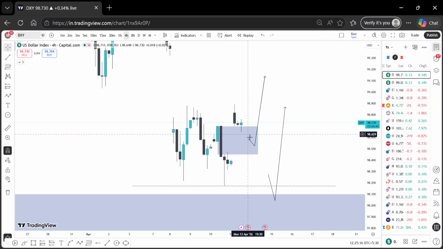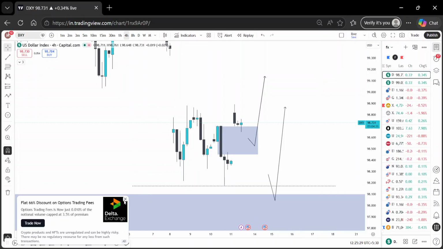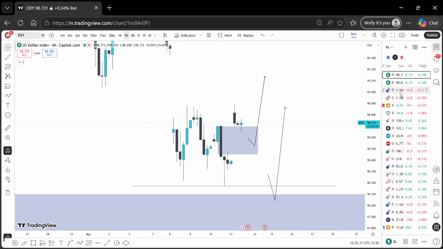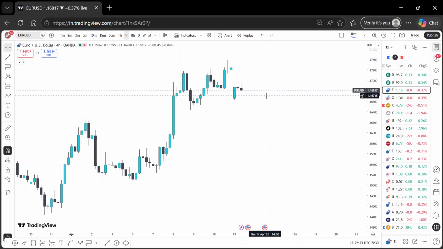From where we're going higher, that is a question, and probably I'll leave alone Monday and observe the price action. How is it closing? Then I'll get more clarity from Tuesday. So now I'll go to Euro USD.